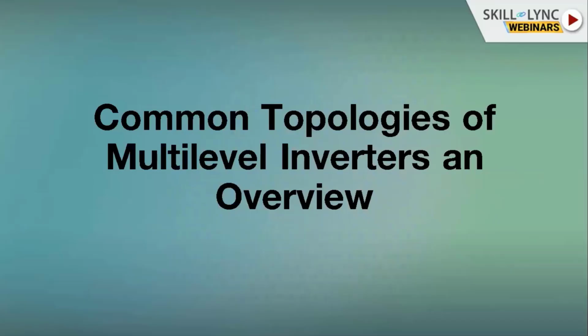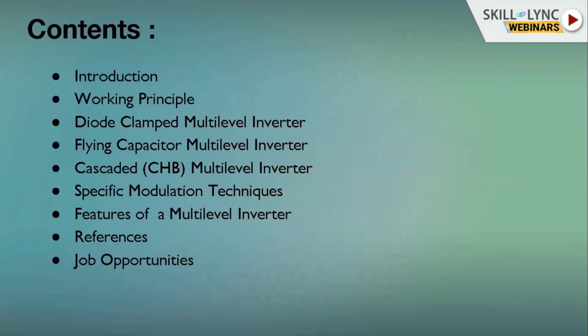Today we're going to have an overview, a brief go through, of the common topologies for multi-level inverters. We'll be restricting our topic to voltage source based multi-level inverters, and we'll look at which are the most prominent ones. In the contents, we'll have a very brief introduction, a working principle, then three of the most prominent ones: the diode clamp, the flying capacitor, and the cascaded one, that is, two in cascaded half bridge mode, multi-level inverters.